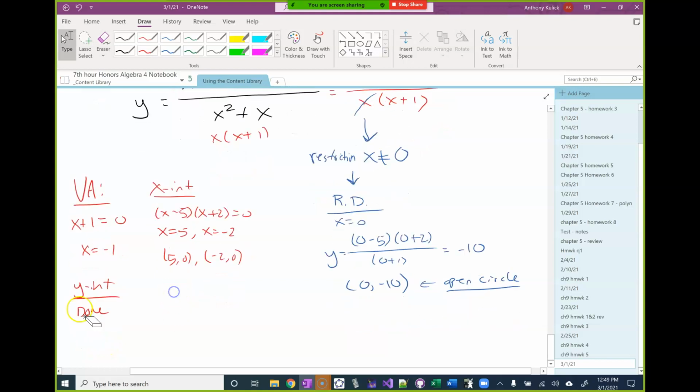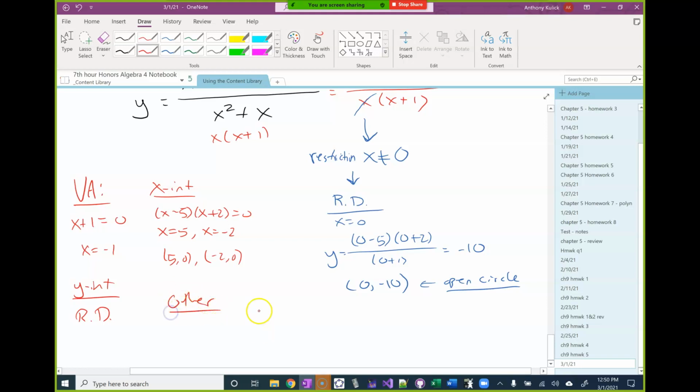Well, I guess in this case, it's the same as the removable discontinuity. There is no y-intercept because the removable discontinuity is not actually a point, but I'll just put RD there for it. Because when we plug 0 into our function, we do get a point from it, but it's not an actual point. It's an open circle there. Everybody's okay with that idea? Okay.